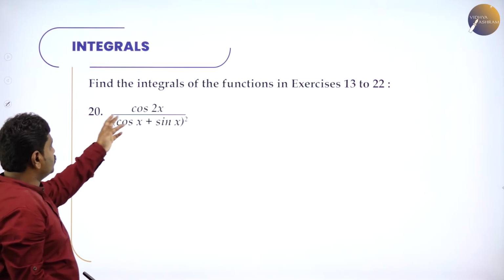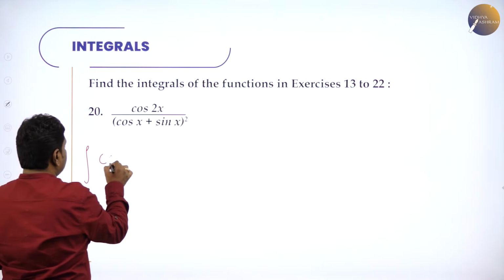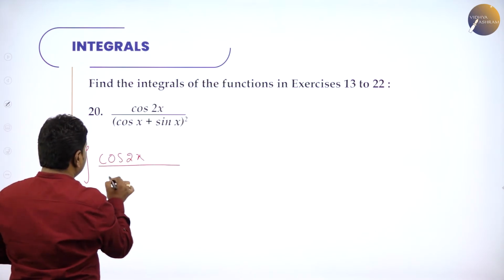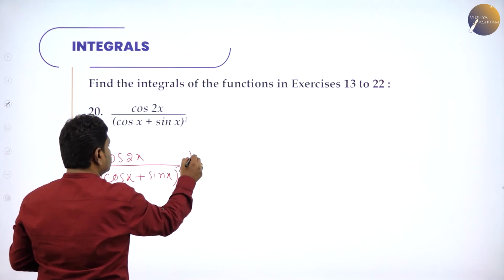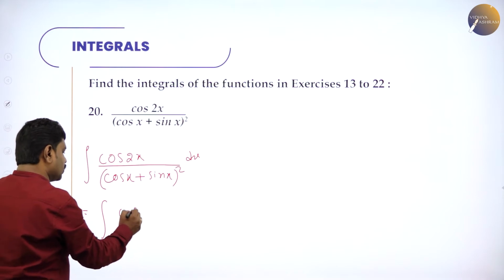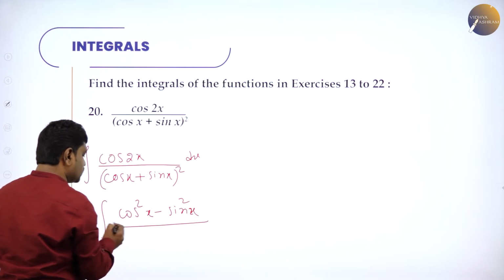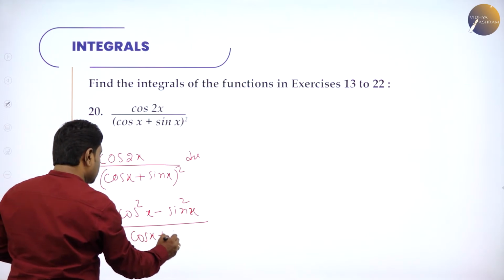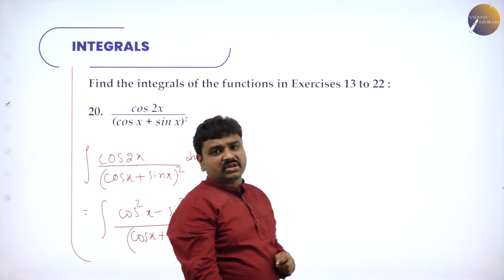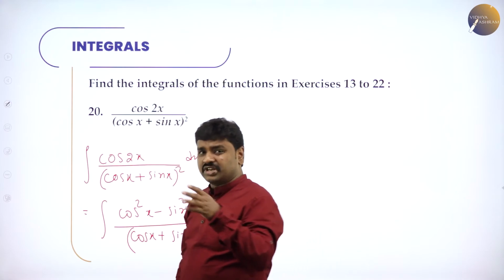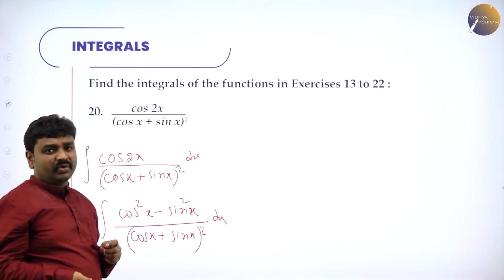Next we have cos 2x by cos x plus sin x the whole square. Very simple. In the numerator we have cos 2x, divided by cos x plus sin x the whole square. Cos 2x can be written as cos square x minus sin square x. So my dear students, depending on what is given, you can write the cos 2x formula. You should be thorough with the cos 2x multiple angle formulas. Cos 2x can be written as 2 cos square x minus 1, as 1 minus 2 sin square x, as cos square x minus sin square x, and also as 1 minus tan square x by 1 plus tan square x.